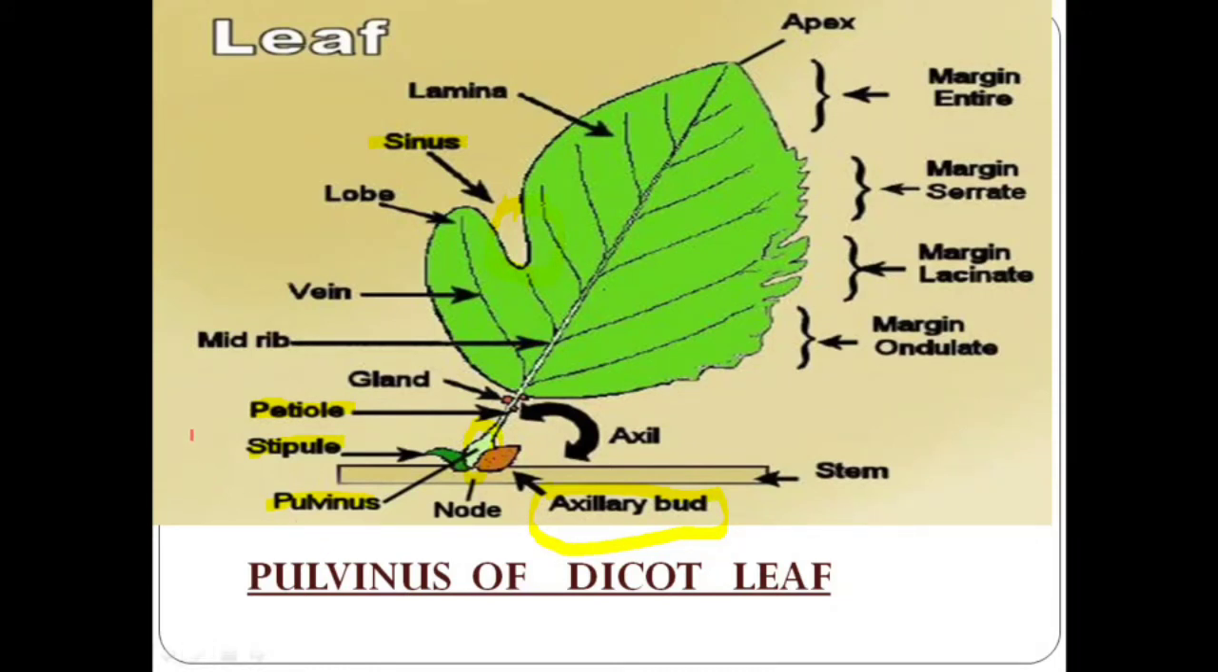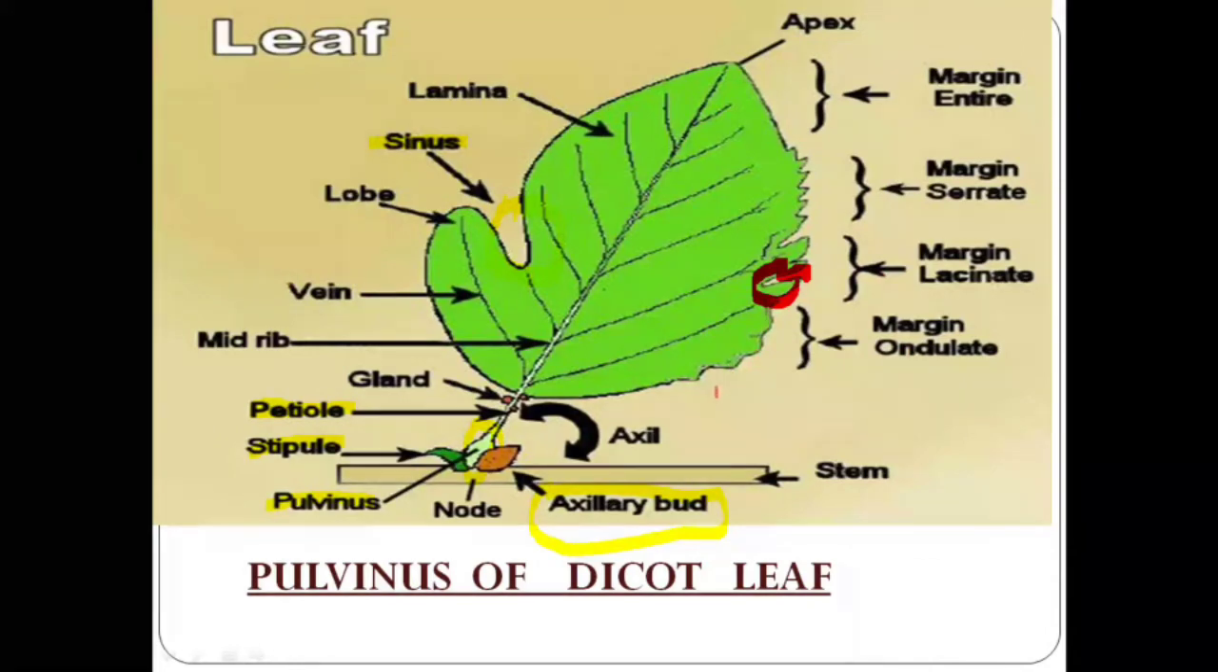Now the apex is the tip of the leaf, and the lamina is the outer covering. The outer edge is called the leaf margin. Sometimes the margin becomes zigzag, which is crenate. Crenate means a breaking pattern. Next, marginal lacunae. Lacunae means the incision goes somewhat inward. And marginal undulate, that is, looking like a wavy structure.